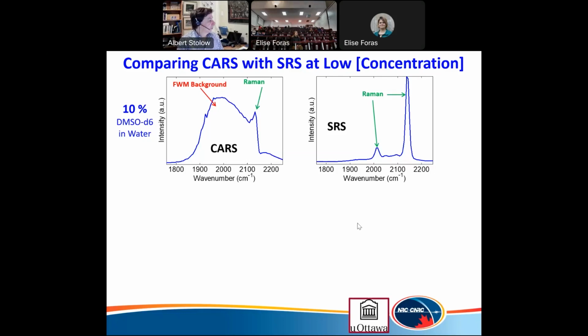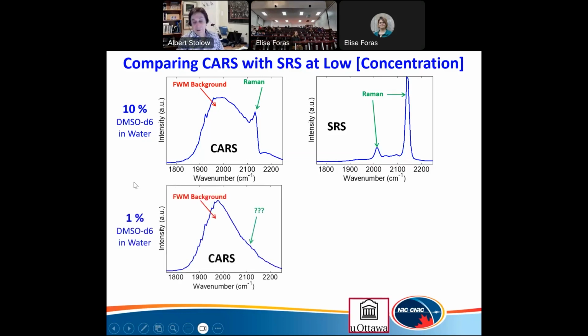Let's go to still lower concentration. Instead of 10%, when we go to 1%, I will dilute another 10 times. So now the signal becomes very small. And you can see that in the CARS technique, there still is signal, but it's non-resonant. Maybe somewhere under here, if you have some imagination, there's a bit of a Raman signal, but we have to admit that it's hard to see.